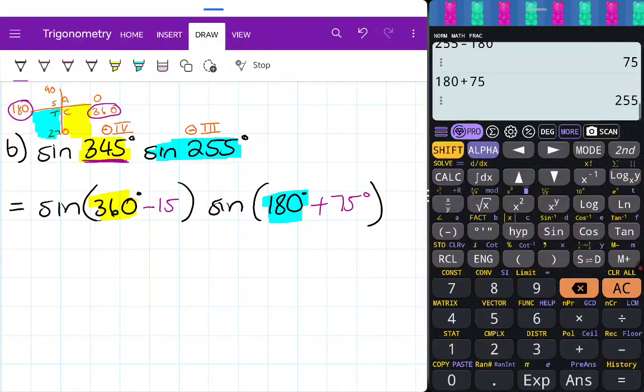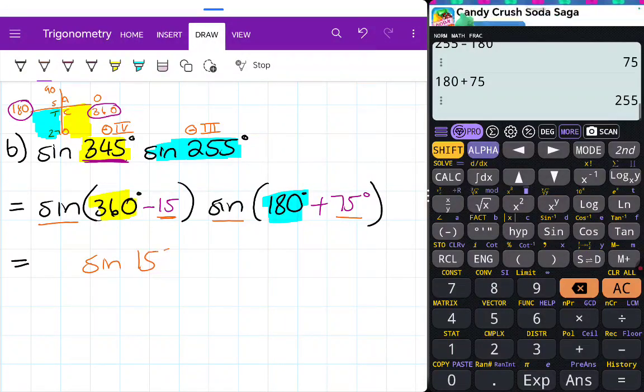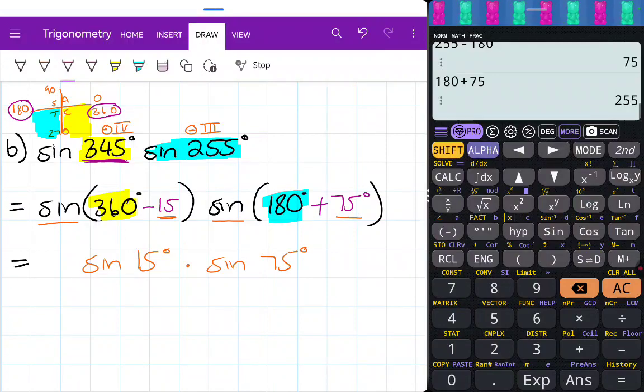Okay, now let's go ahead and get rid of our highlighted angles, and we're just going to simply reduce. So I'm keeping my sine 15 and my sine 75. I've got sine of 15 degrees times sine of 75 degrees. That's what I'm keeping. But now the question is, what is the plus or minus sign in front of them? Okay, so in quadrant number 4, sine is negative. So this is negative sine of 15 degrees, which is what we know to be true.